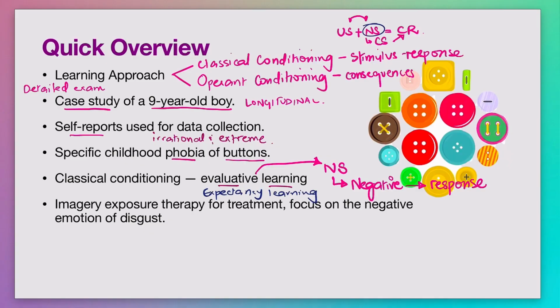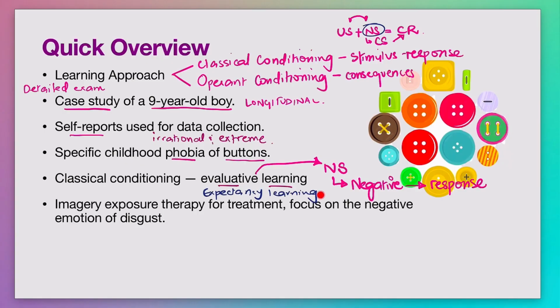But in evaluative learning, you will begin to evaluate the neutral stimulus negatively, and you will hence start to think of it in terms of negative emotions. You will associate negative emotions with it based on your assessment of it. So that previously neutral and non-threatening object becomes a threatening object based on your assessment or your evaluation of it. It's not about the expectation of a threat, which is what would happen when we're talking about expectancy learning.